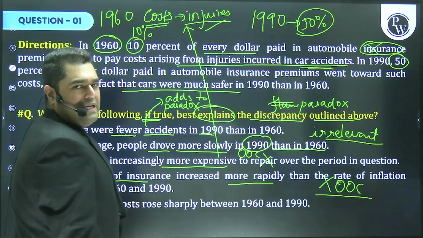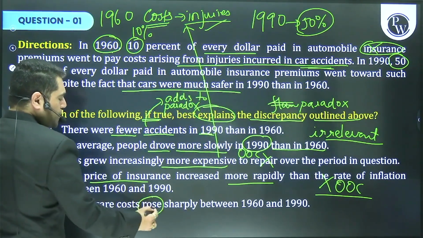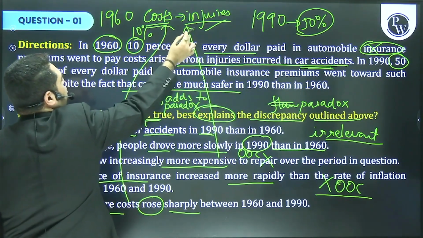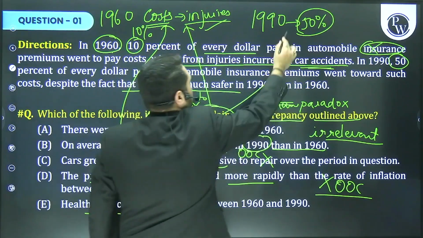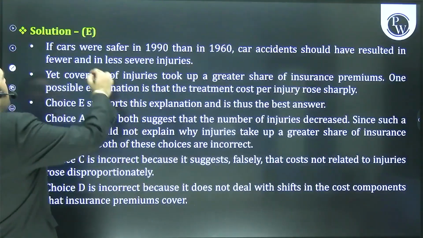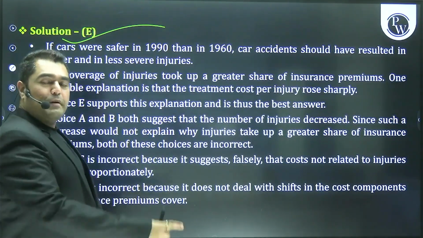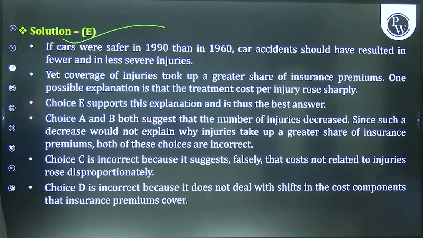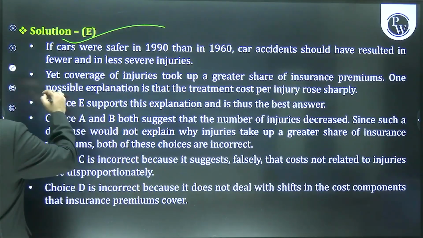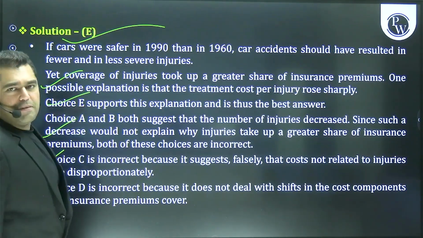That's all. E is the answer. Healthcare cost rose sharply. Because of this, my cost due to injuries rose sharply. Because of this, the 50% increase. Perfect. The correct answer is option E. Did you get it? Did you get it? Please go and read it. Please understand. Okay? So people, in case you didn't understand, please remember Amit sir has given you an explanation for all the options. Read it and please understand.